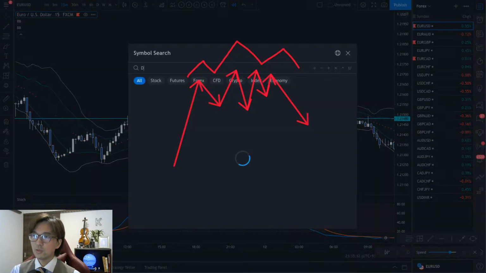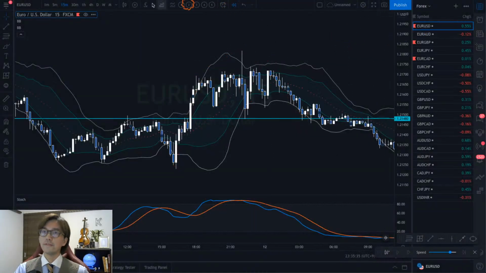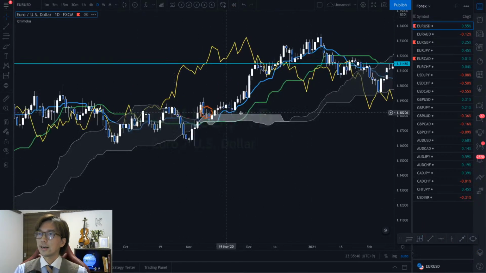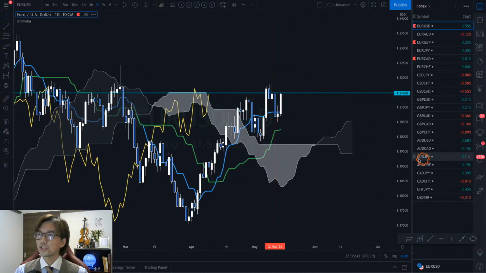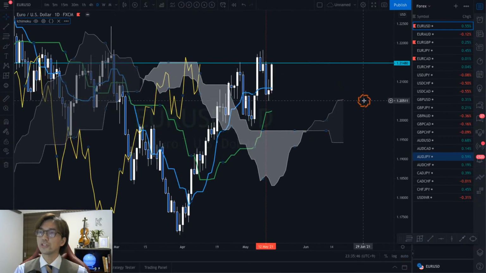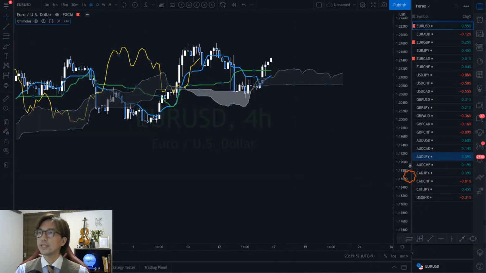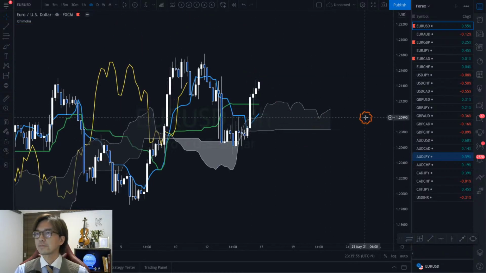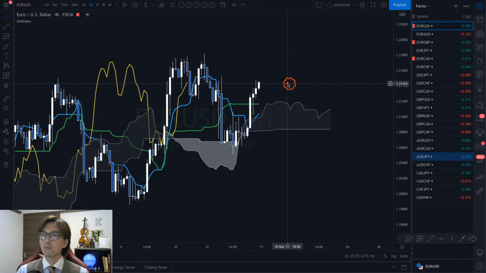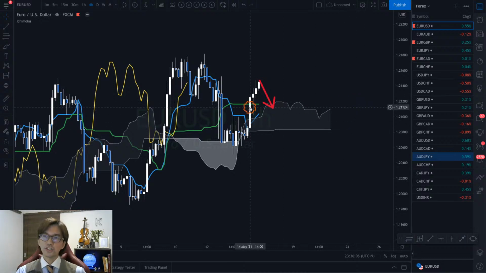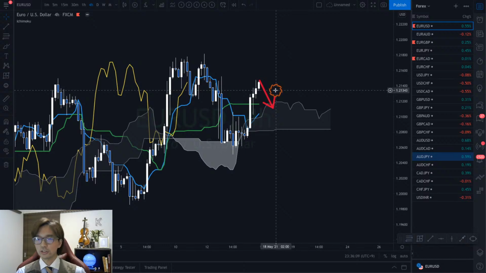Euro USD, let's see. Euro USD is still uptrending, I believe. Based on the daily chart, this is still bullish. The Kumo is up, Kijun Sen is up, so this is bullish. And as per the 4-hour chart, this is ranging now, so it could retrace backwards to Tenkan Sen or Kijun Sen or Kumo here. So it may go down in the short term, but in the long term, we're not sure yet which way it's going.